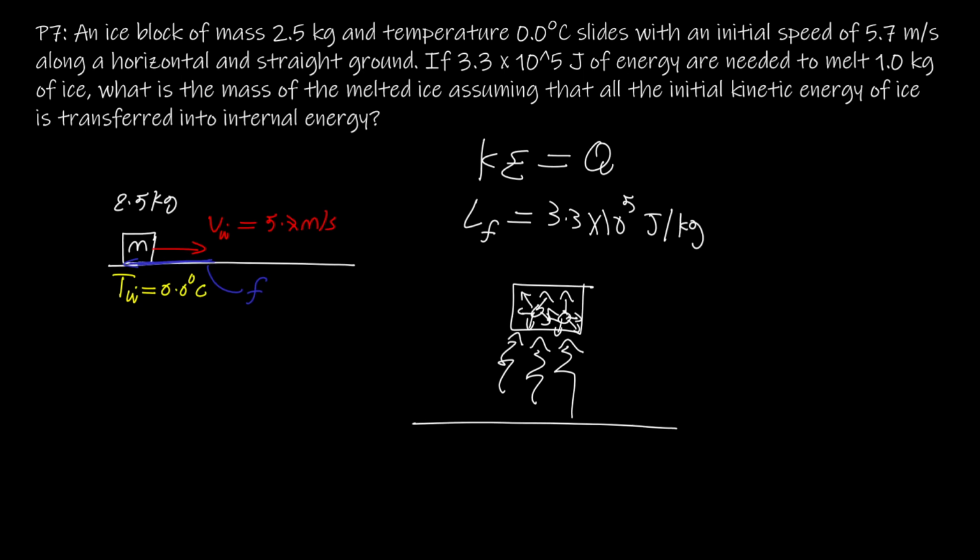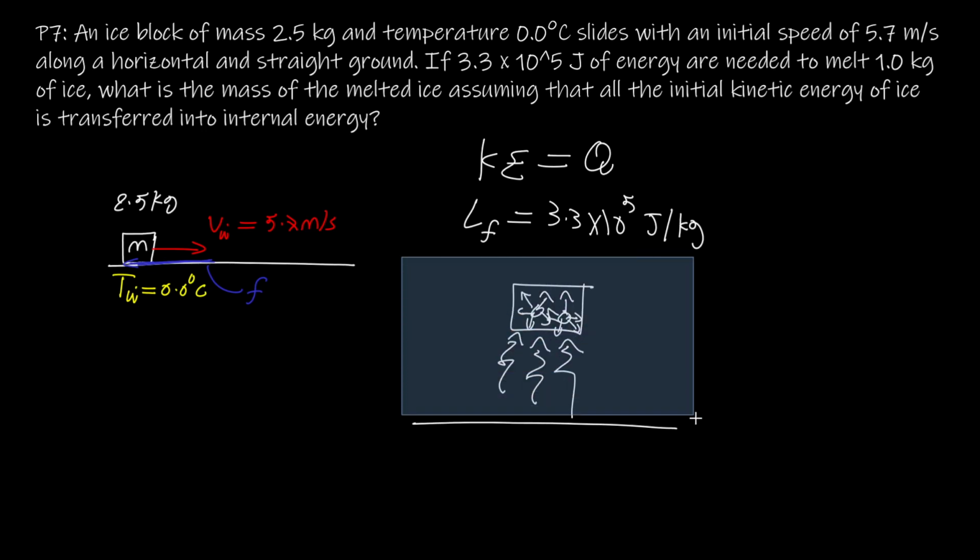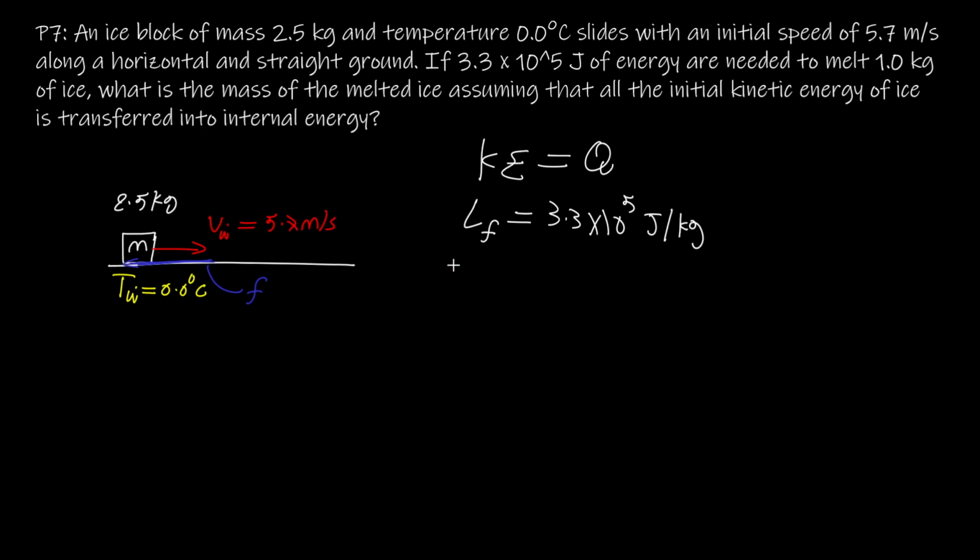But for this problem, we're interested in how much of that kinetic energy melts the ice. So we are looking for a partial phase change, not a full phase change, because it requires a huge amount of energy just to melt all of this 2.5 kilogram ice. We are not interested in that. We are interested in how much of this kinetic energy actually produces the heat to get that partial mass of melted ice.